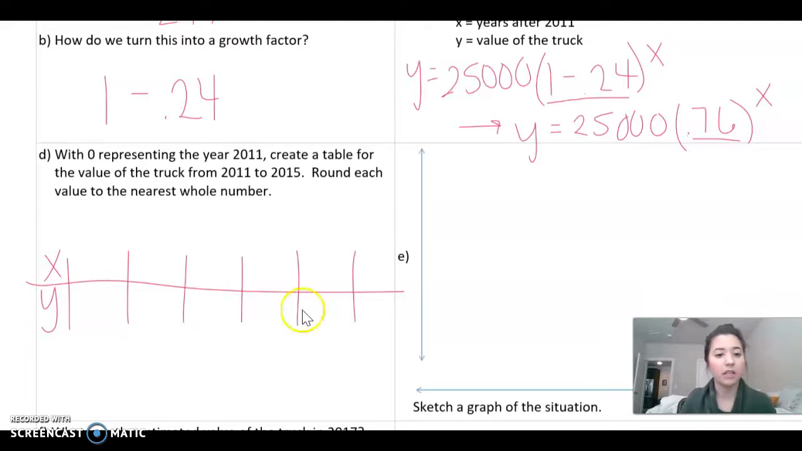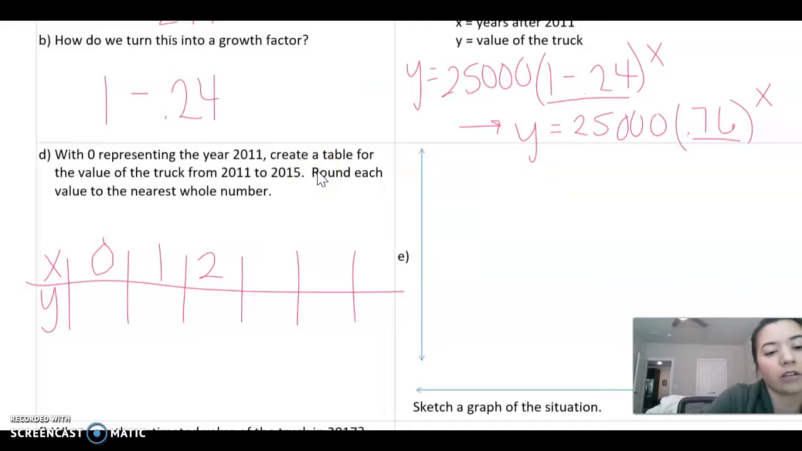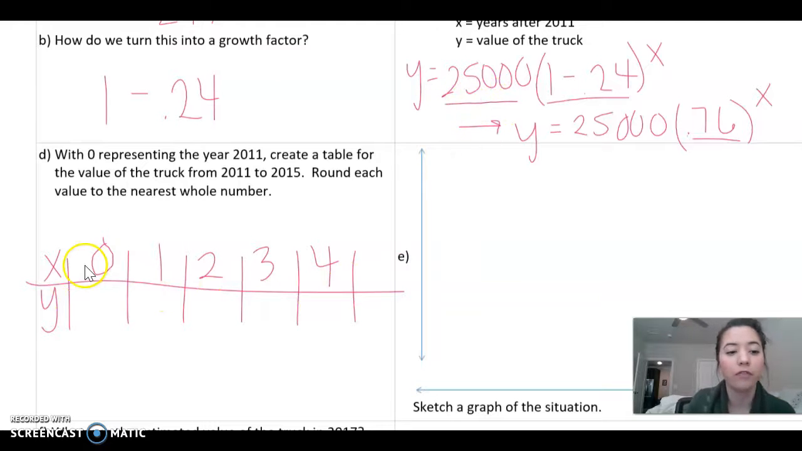So it says, with 0 representing your first year, which is 2011, make it to 2015. So 2011, 2012, 2013, 2014, 2015. And then again, for our tables, we start with that initial value. At the very beginning, time 0, when we brought that truck off the lot, it was $25,000.